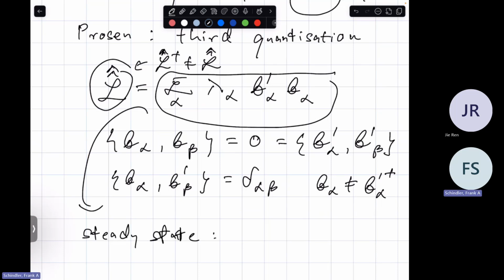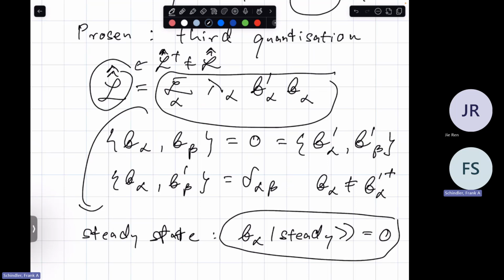as, for example, just a state that's annihilated by, so I'll call it cat steady. So it's B alpha prime on the left, and then B alpha. Exactly. That's what it is. Yeah. You take left and right eigenvectors. So it's basically a bi-orthogonal decomposition of this. So I can define my steady state by the fact that it's annihilated by all my B alphas.